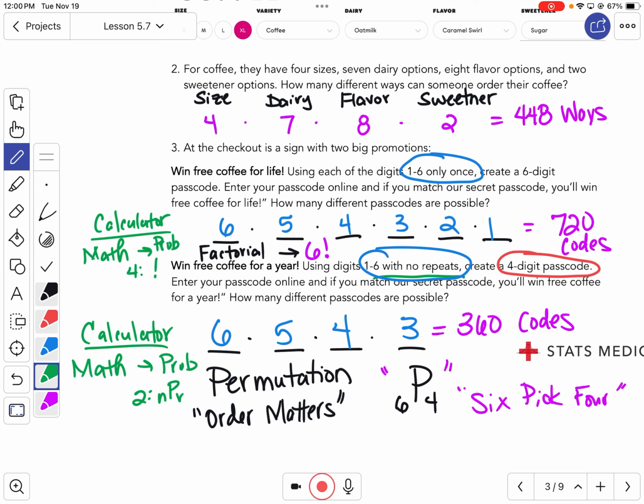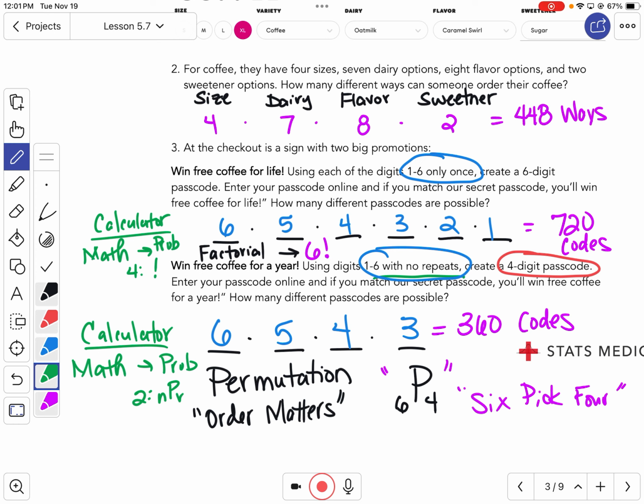Math, probability, number 2, nPr. Does it leave you spots to fill stuff in? No, this is what it's doing. Let me see. Oh, my bad. Put the 4 in the little box. Yep, got it.